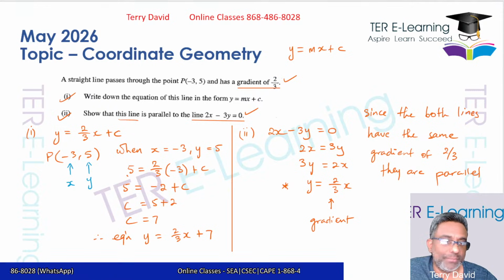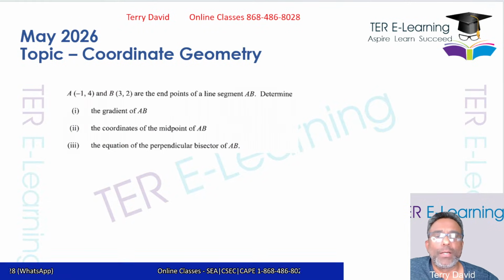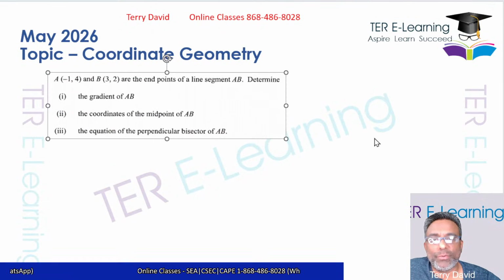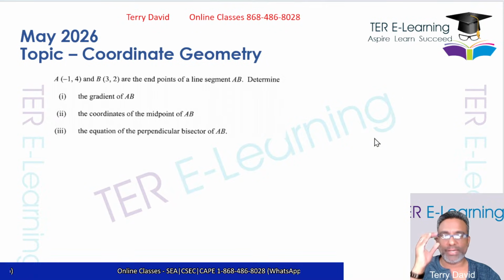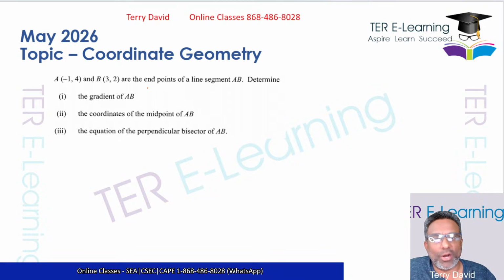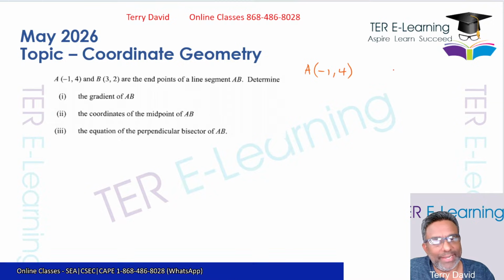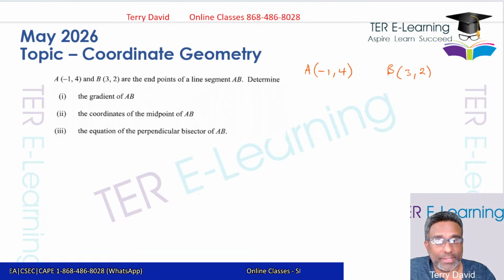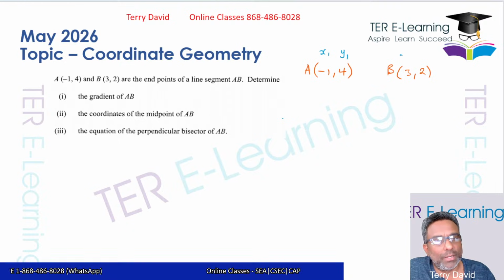Let's see what else we have here. So in this question here, we have 2 points A and B that represents a line segment. The first thing we want to do, we want to determine the gradient of AB. So again, whenever you are given 2 points, you need to make sure and label them. So this is A. This here represents B. This is 3, 2. So step 1, before I do anything, I'm going to label them. So we're going to label this as x1, y1. Label this as x2, y2.